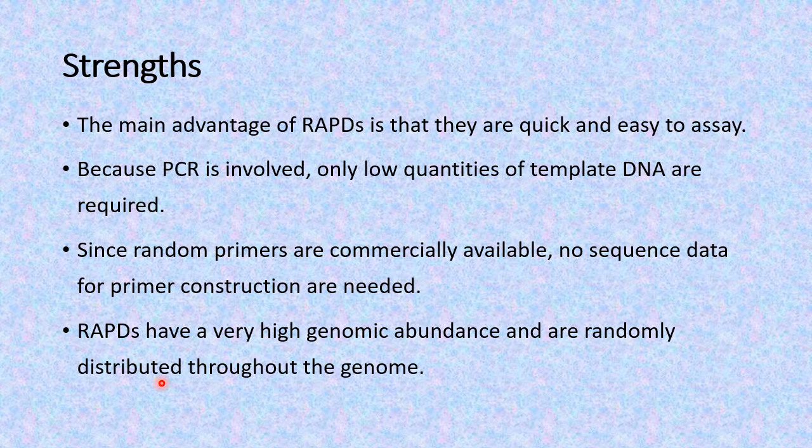And these RAPDs have very high genomic abundance. That is, they are present in the genome at many points because they are very small oligonucleotide sequences, 8 to 15 nucleotides only, and this stretch of nucleotides can be repeated many times in the entire genome. So these primers can be used to obtain the amplicons of different parts of the same genome.